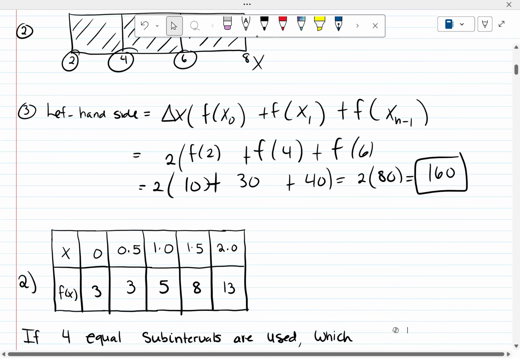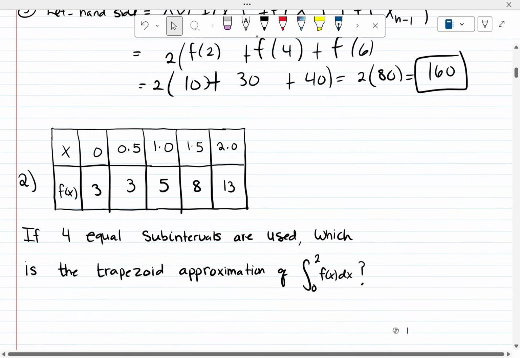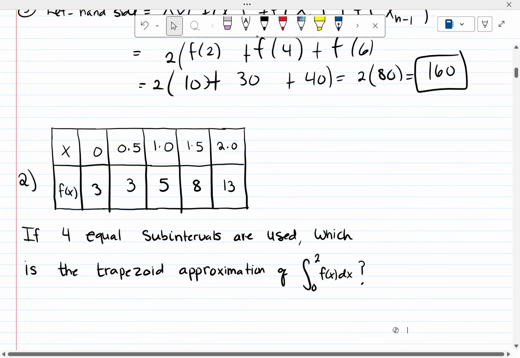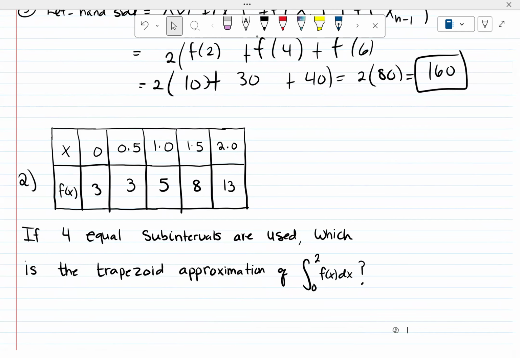Okay, let's do question 2. Question 2 is just like 1. They give the table, with 4 equal subintervals, so they're using 4, which I think is going to be our n. The question asks for the trapezoid approximation from 0 to 2 of f of x dx. So we're going from here to here.